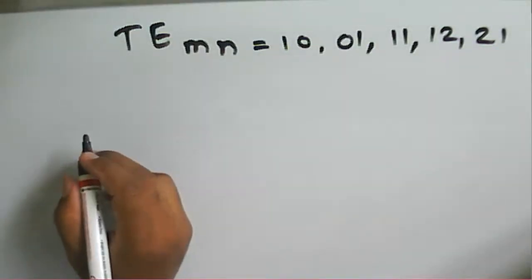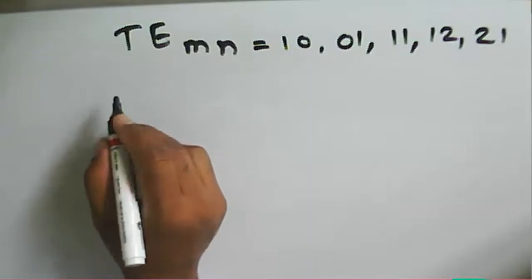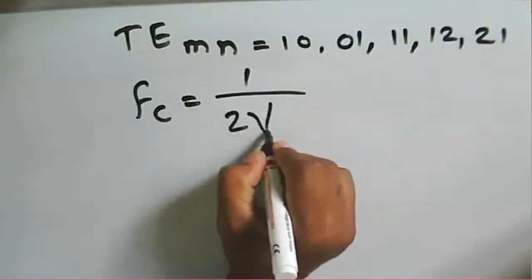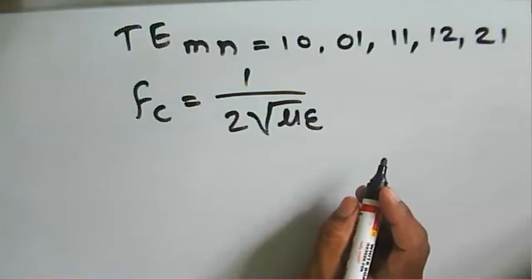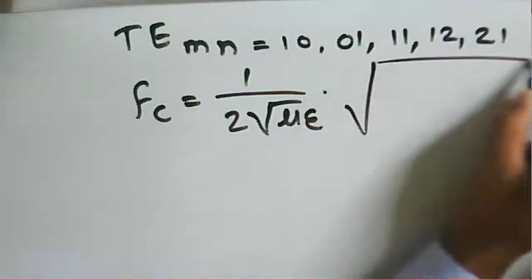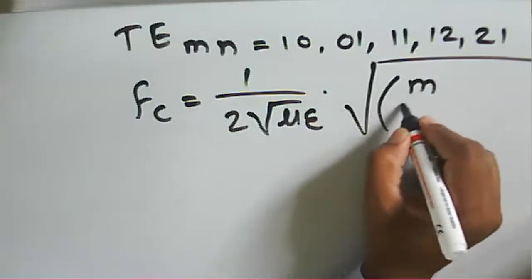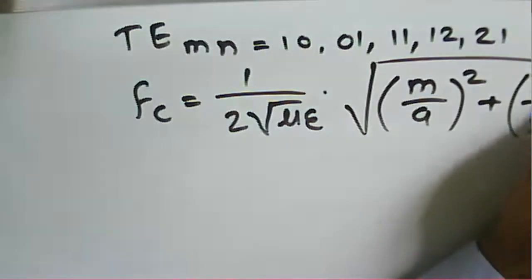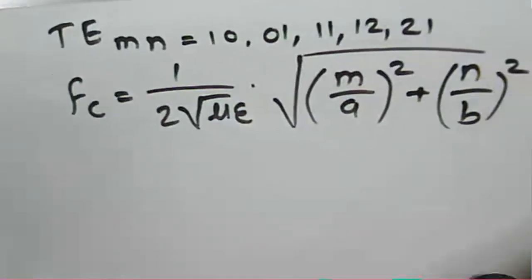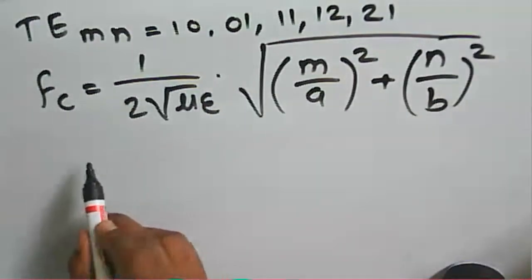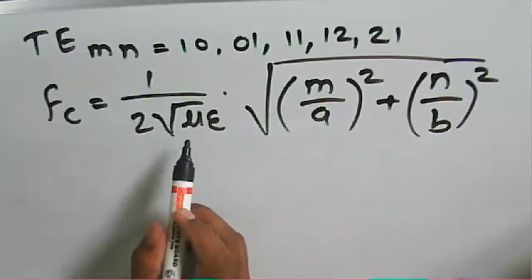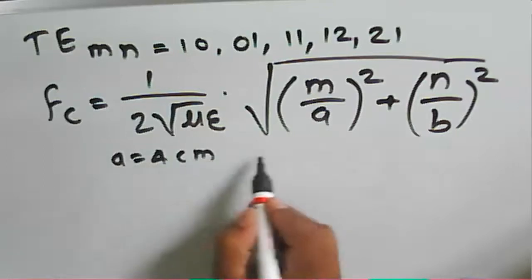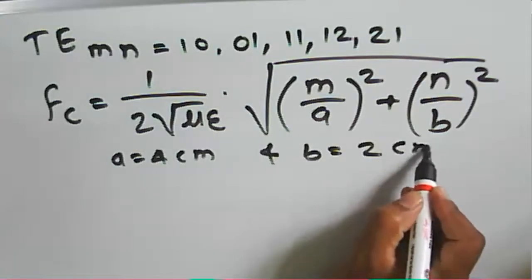So what is the equation of the cutoff frequency? Generally, the cutoff frequency equation is fc equal to 1 by 2 under root of mu epsilon, then under root of (m by a) whole square plus (n by b) whole square. Now this is the equation of the cutoff frequency. For this equation, we put a equal to 4 centimeter and b equal to 2 centimeter.